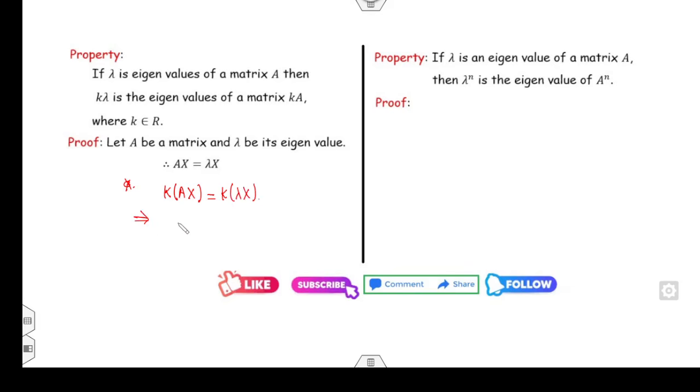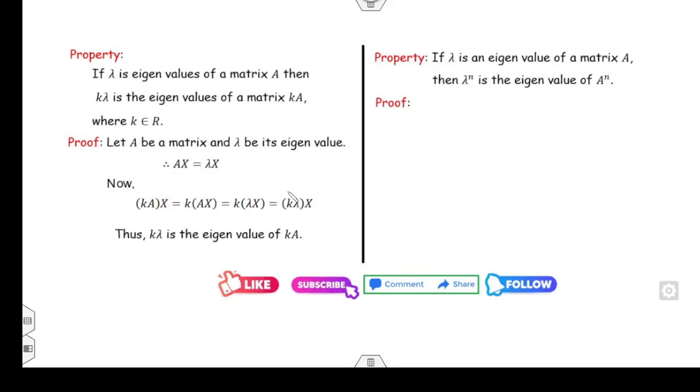So because K is a scalar, I can write K of X, which is equal to K of lambda into X. Now if you compare it with AX is equal to lambda X, lambda is the eigenvalue of A. So in this case, K lambda is the eigenvalue of KA, and that is the required proof of this result. K lambda is the eigenvalue of KA.